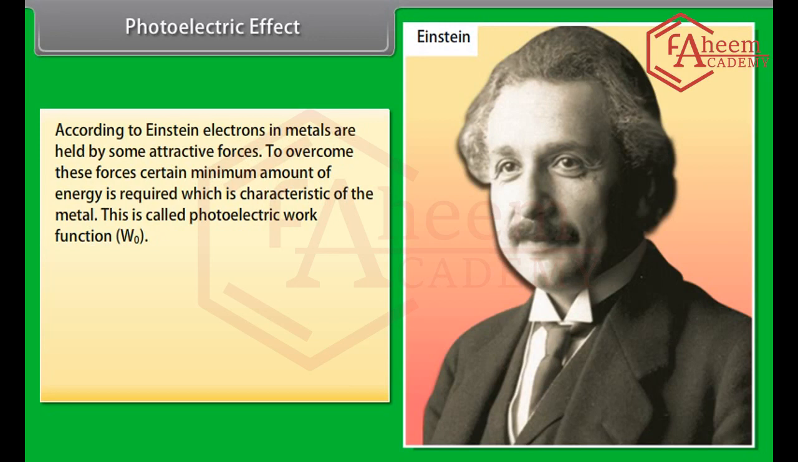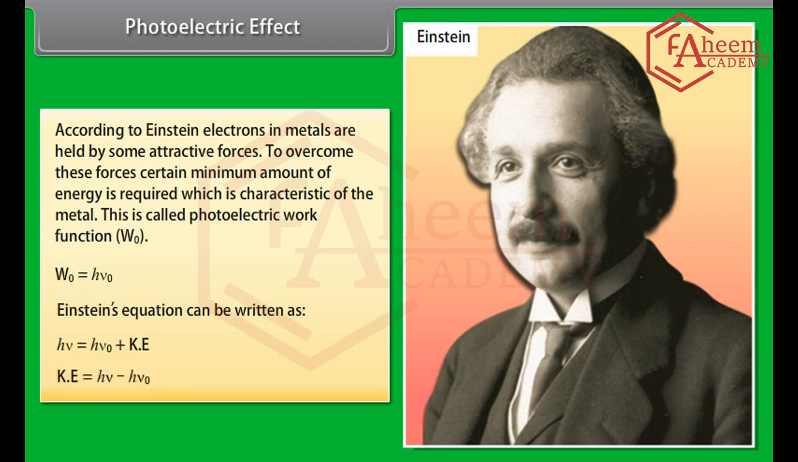To overcome these forces, certain minimum amount of energy is required, which is characteristic of the metal. This is called photoelectric work function W0. W0 is equal to h nu naught. Einstein equation can be written as h nu is equal to h nu naught plus Ke. Ke is equal to h nu minus h nu naught.